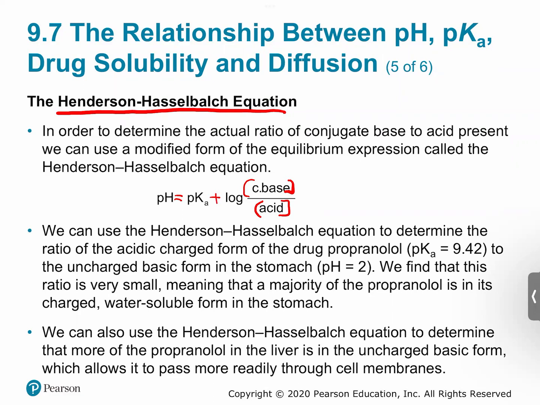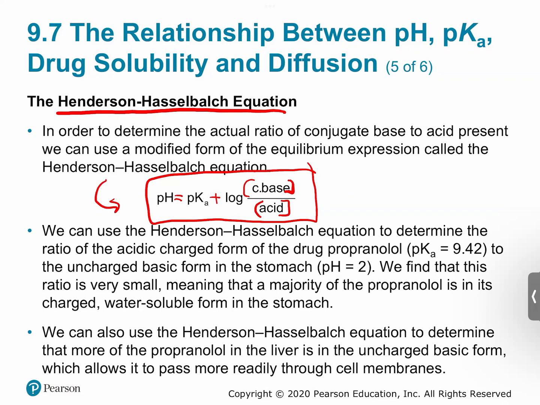And what it does is it actually tells us the ratio of conjugate base to acid present. And this is sort of a modified version of that equation that we use here. So make sure you understand that one. All right. So that's for the equilibrium expression, Henderson-Hasselbalch equation.